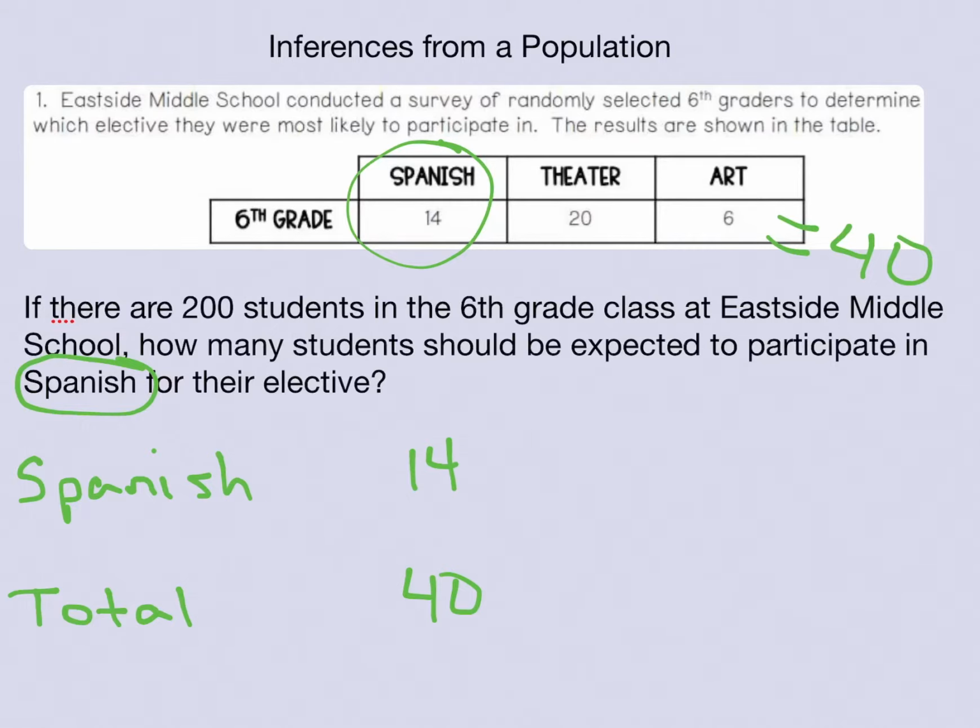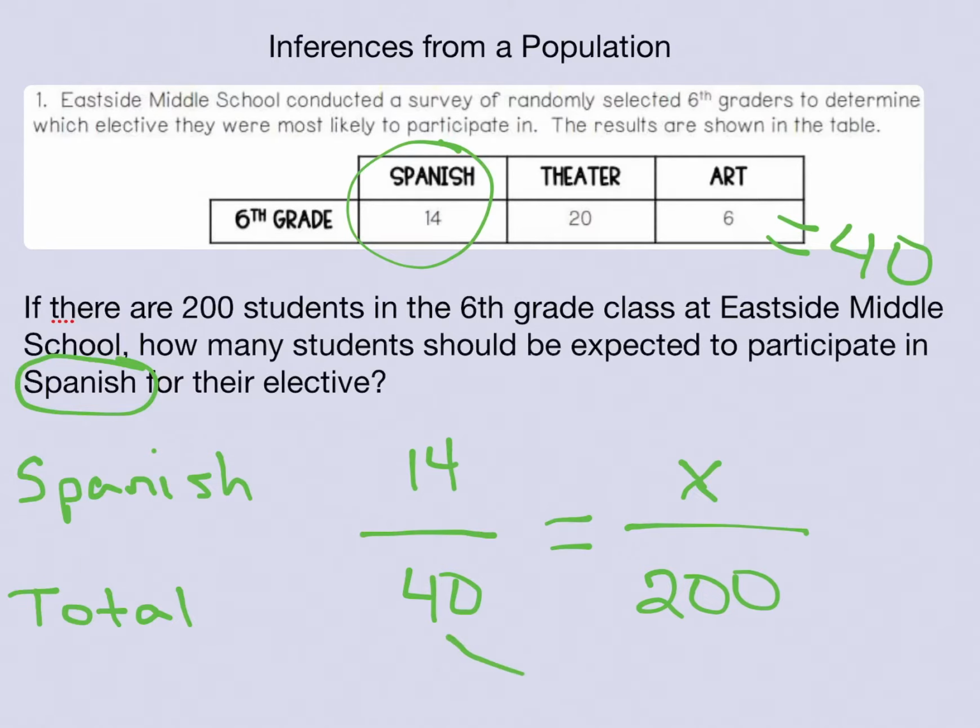By labeling this beside the numbers, we can make a ratio here. And then we can use a proportion to make the prediction because we know our total number in the sample, but our total number of students in the class is 200. And we're looking for the amount of students choosing Spanish from this larger group. So we can use a variable to represent that. Now, there's more than one way to solve this. I'm going to show you a few different ways.